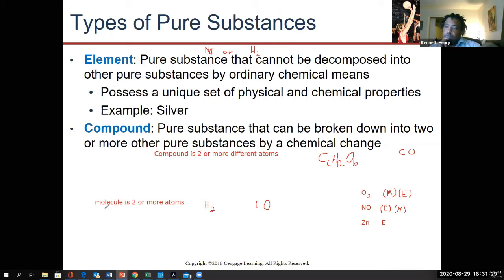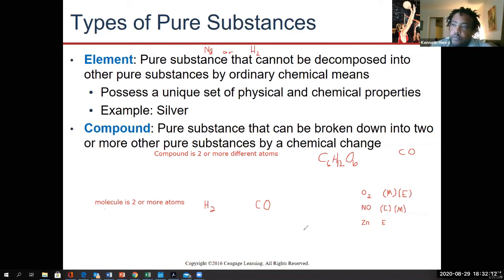Okay, the definition of a molecule means two or more atoms. O2, how many atoms do I have there? 2. So that means it's a molecule. A compound is two or more different atoms. Is O2 two or more different atoms? No, so it's not a compound. Element: we just talked about diatomic elements. Anytime you see it by itself and it has two there, it's a diatomic element. So it's an element and a molecule.